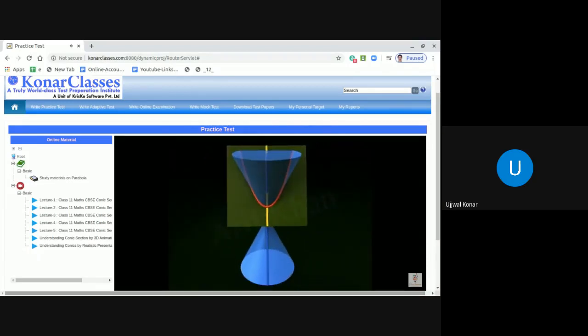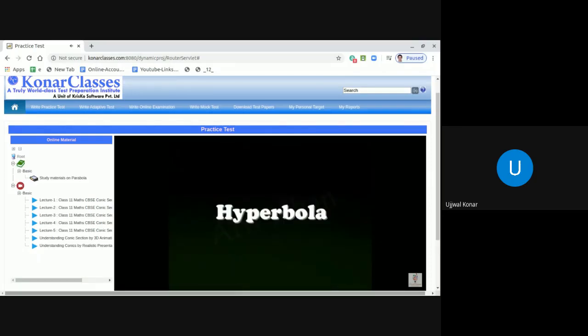When the angle made by the plane to the vertical axis is exactly equal to the vertex angle, we get an open curve called a parabola at the intersecting surface of the cone. Hyperbola.